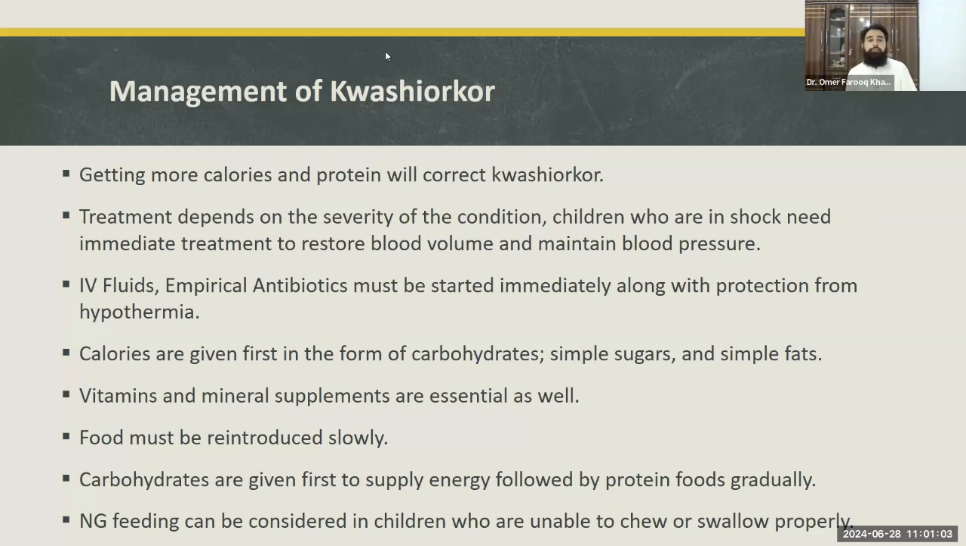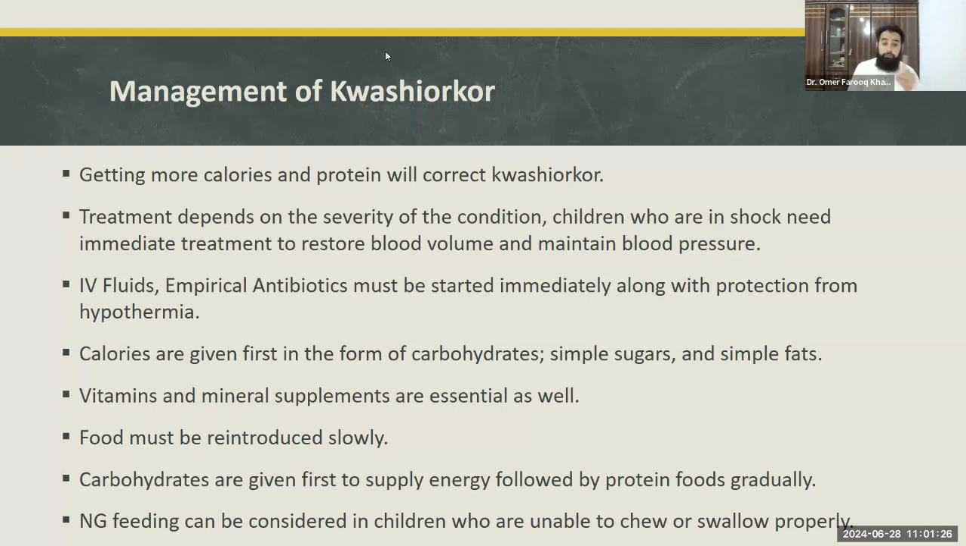Calories are given first in the form of carbohydrates, simple sugars, and simple fats, not complex carbohydrates or complex fat meat. Then vitamin and mineral supplements are started hand in hand, because whatever you are giving, they must be deficient in vitamins and minerals as well. So they will not be able to properly use the sugars and fats which you are giving them.